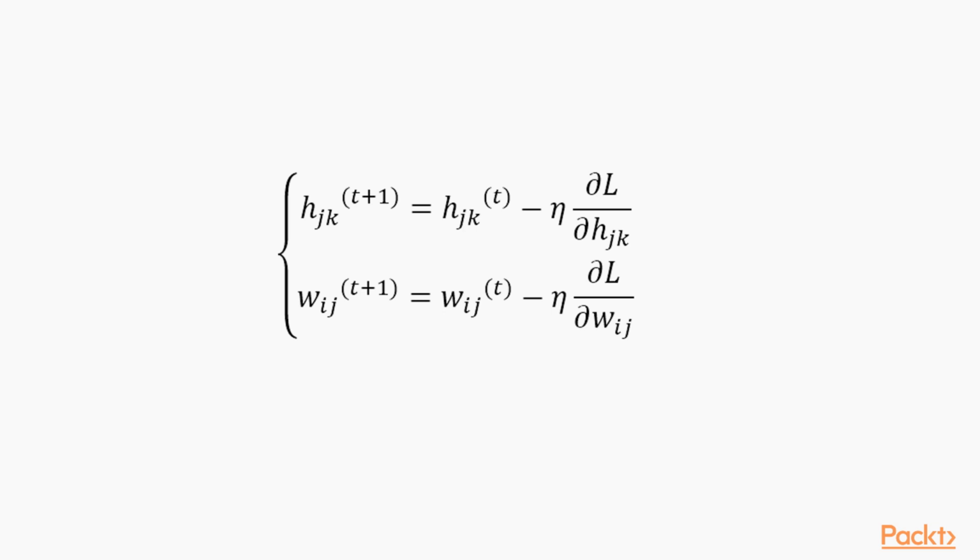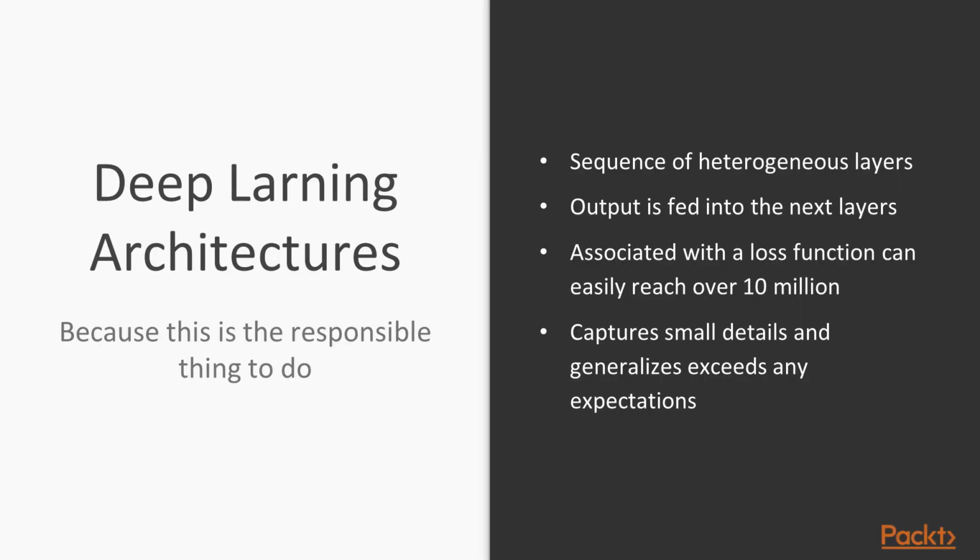We will now look at deep architectures. Deep learning architectures are based on a sequence of heterogeneous layers which perform different operations organized in a computational graph. The output of a layer, correctly reshaped, is fed into the following one until the output, which is normally associated with a loss function, to optimize.